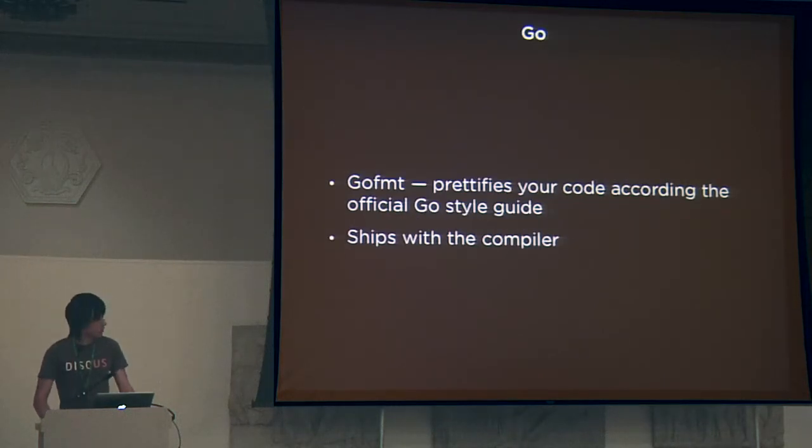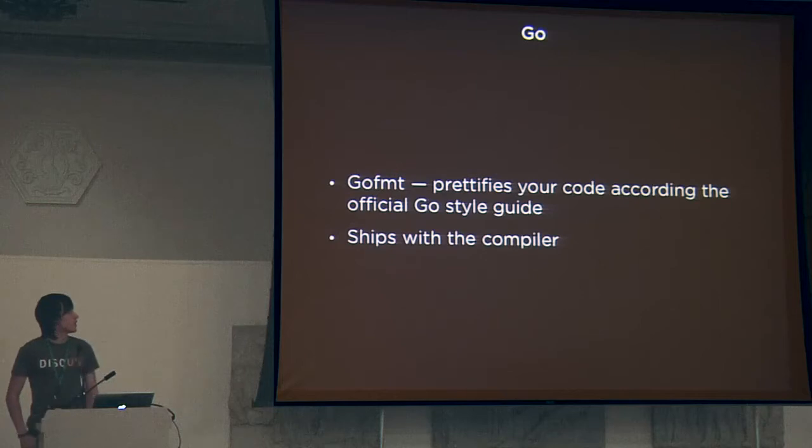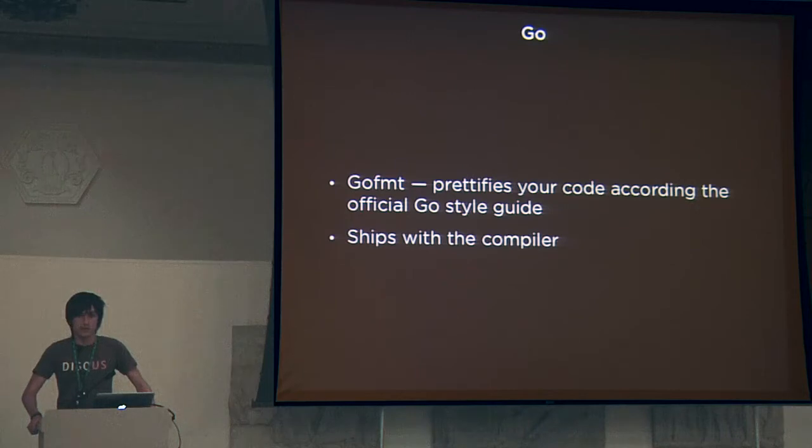So, Go. Go has this amazing gofmt utility that ships with the actual compiler, and it not only checks your code, it actually fixes your code. It prettifies it according to their rules. Again, Go is more like Python, so it's very hard to have some unique style. It's pretty much the same, so that's why it ships with the compiler, and I'm pretty sure all 3 Go projects in the world use that.